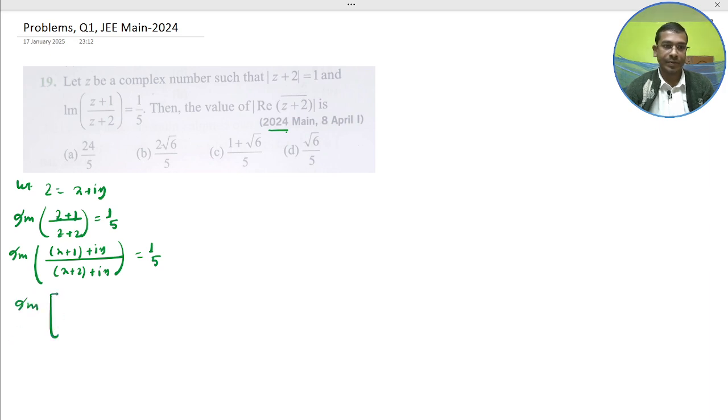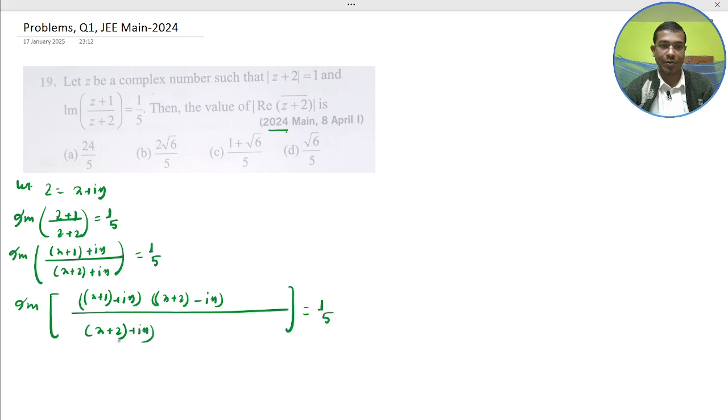So you just do here the imaginary part of (x plus 1 plus iy) multiplied with (x plus 2 minus iy). This is the 1 by 5. Here the denominator, x plus 2 plus iy, is multiplied with x plus 2 minus iy. So after multiplication, here would be y into (x plus 1) divided by (x plus 2) whole square plus y square, that would be 1 by 5.